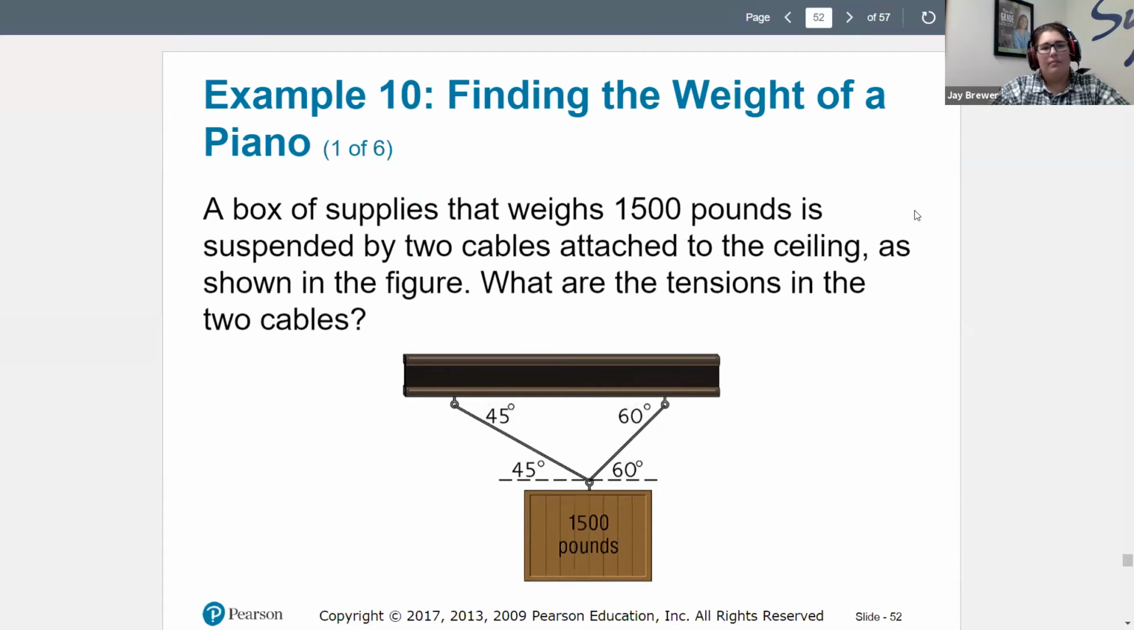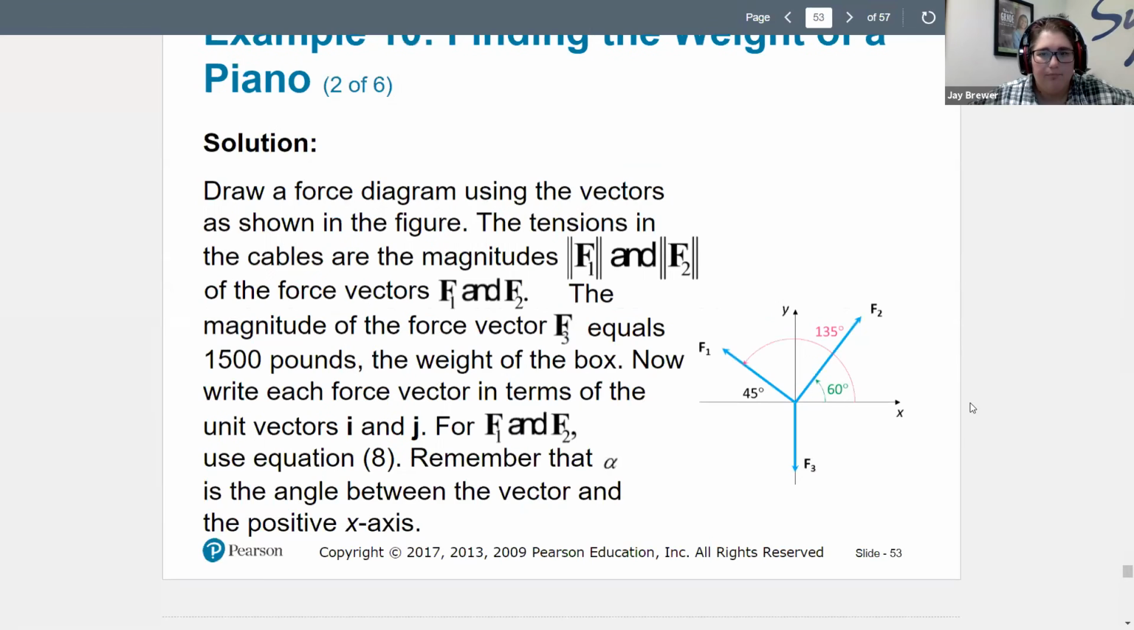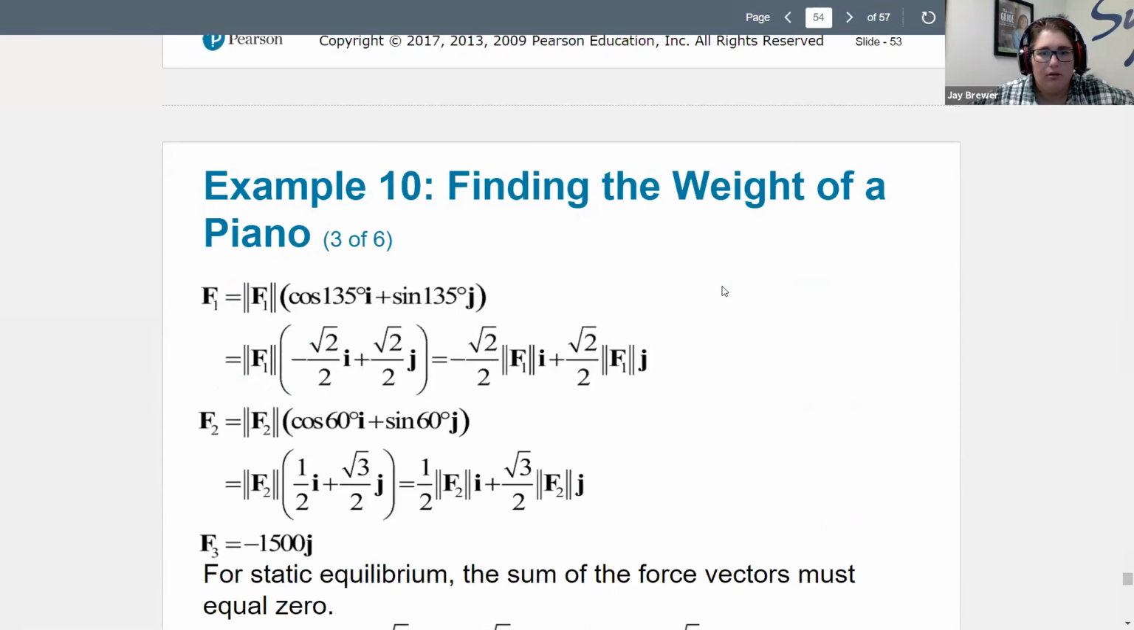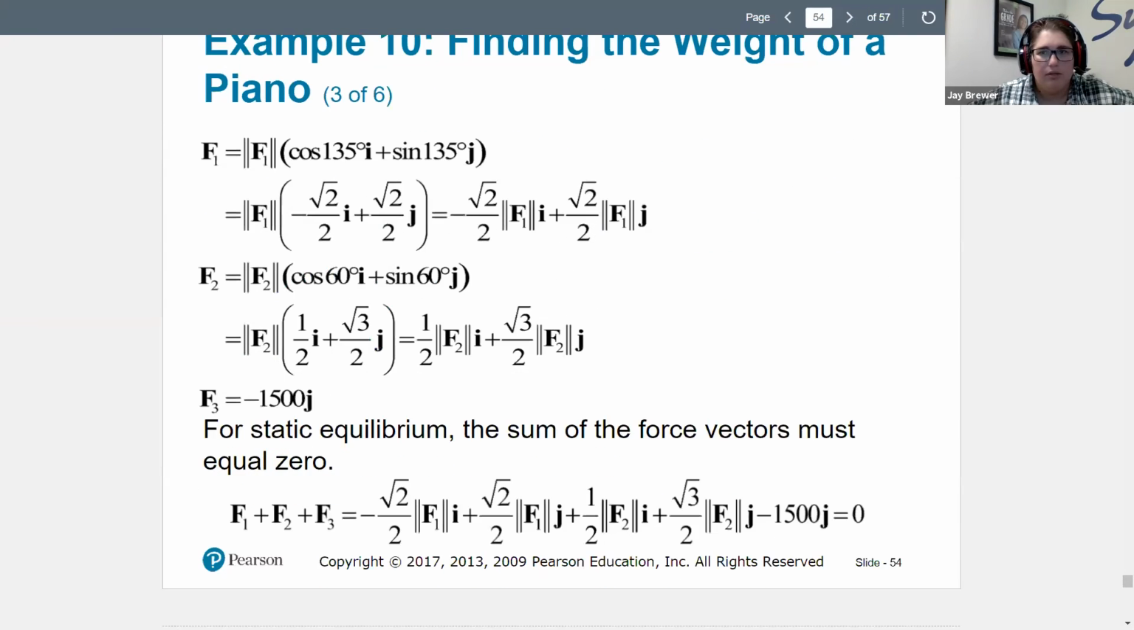A box of supplies that weighs 1,500 pounds is suspended by 2 cables attached to the ceiling as shown in the figure. What are the tensions in the 2 cables? So here they went ahead and drew it for you on an XY coordinate system, and then they just went through and plugged it in.